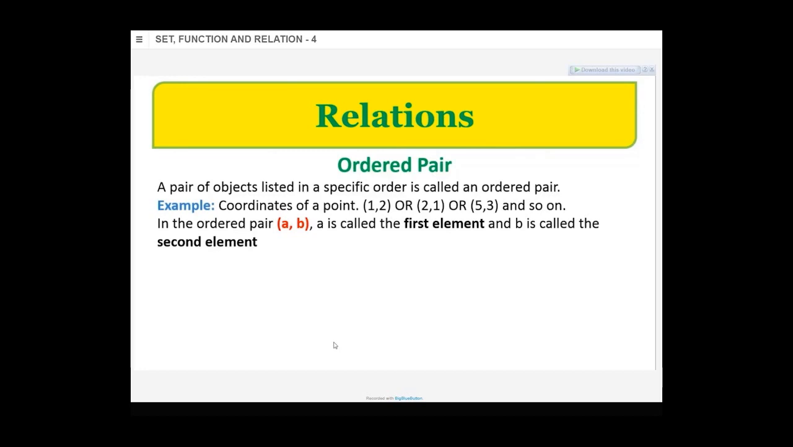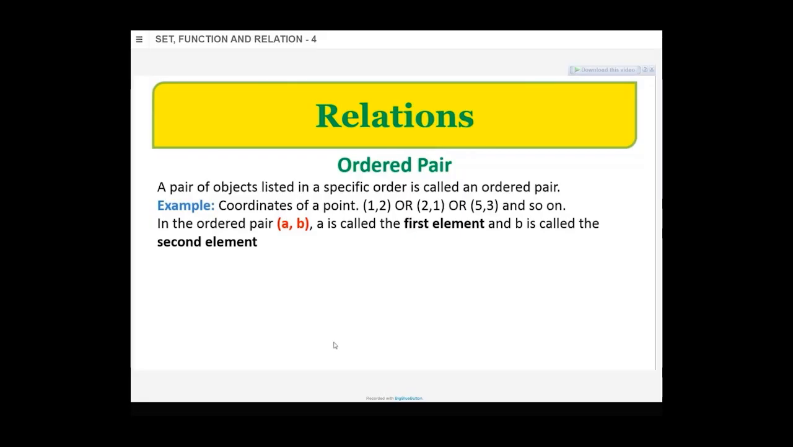Normally in multiplication, what happens? 4 multiplied by 3 and 3 multiplied by 4 give you the same answer, but that doesn't happen in sets. A cross B and B cross A, generally they are not equal. Sometimes kabhi kabhi equal nikal bhi jayega, but normally they are not equal.